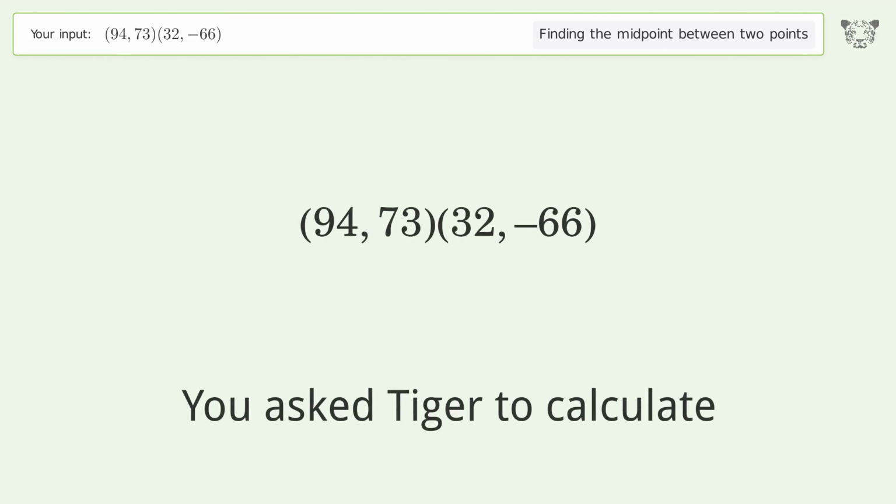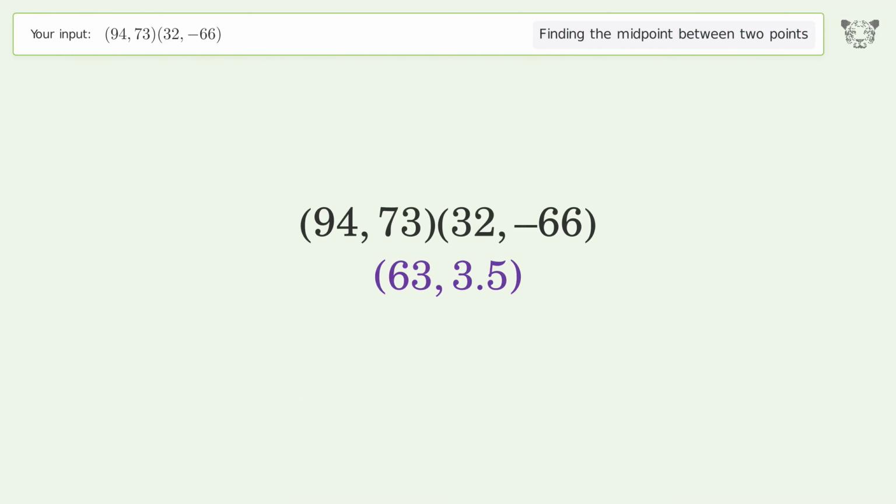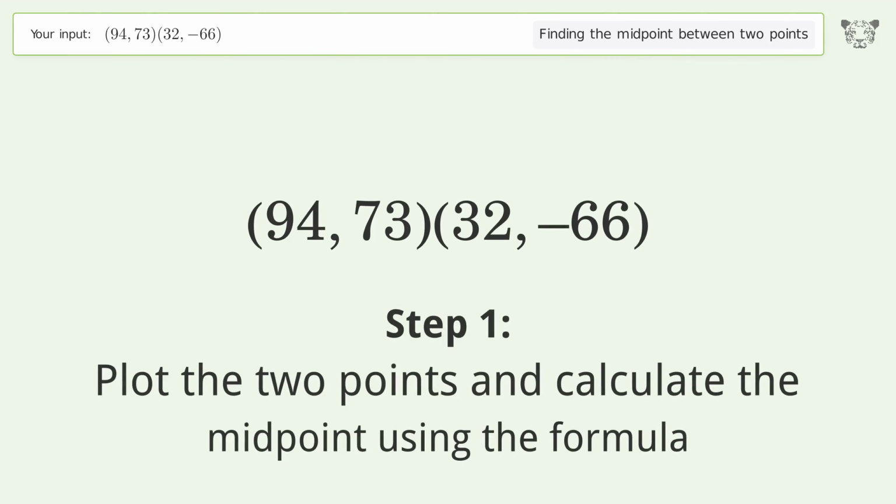You ask Tiger to calculate. This deals with finding the midpoint between 2 points. The midpoint between the 2 points is 63.3. Let's solve it step by step. Plot the 2 points and calculate the midpoint using the formula.